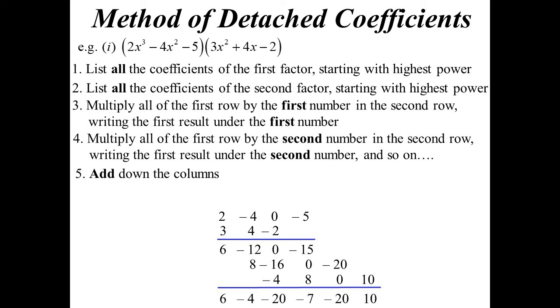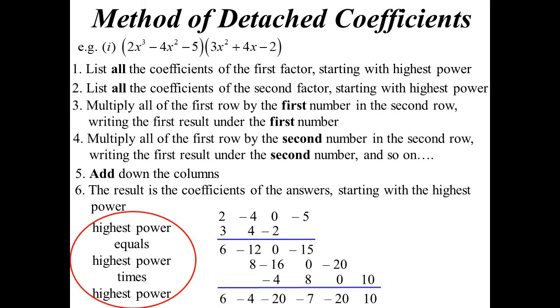Of course, we've now got to put the algebra back in. So the result, there's your coefficients of all your answers, starting with the highest power of the answer. We know the highest power of the answer must be the highest term times the highest term. X cubed times x squared is x to the power of 5. So there's our answer: 6x to the 5 minus 4x to the 4 minus 20x cubed minus 7x squared minus 20x plus 10. That is what's called the method of detached coefficients.